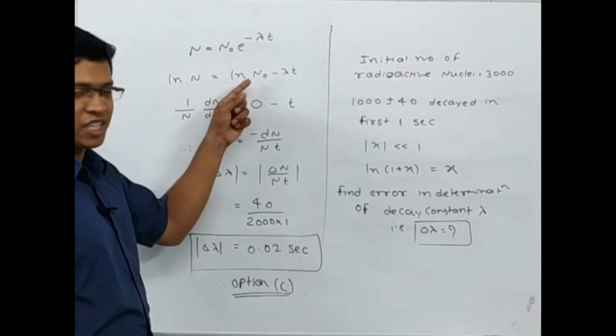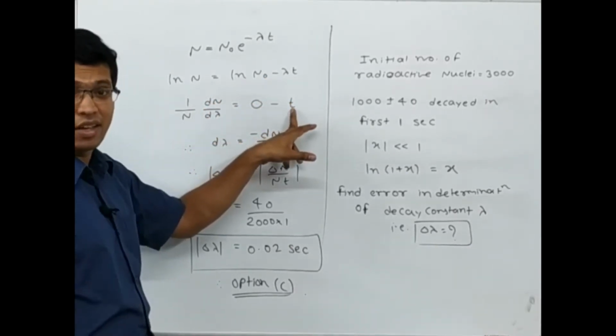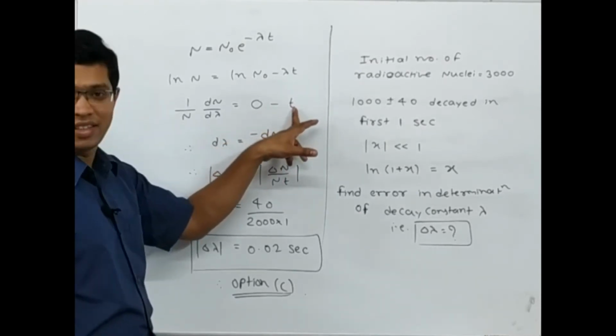Well, here in this expression, I am differentiating this lambda t and I am writing it as t because there is no error in the t.